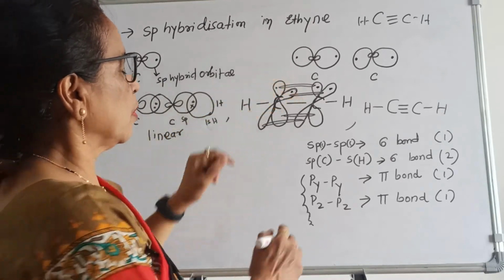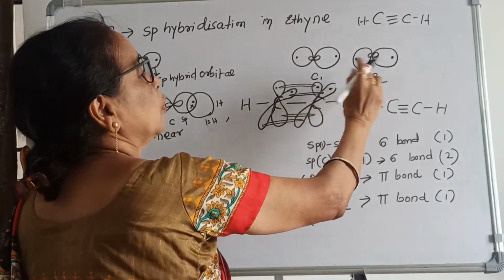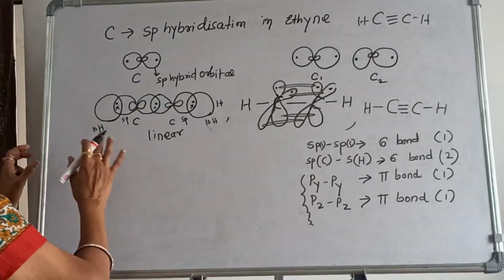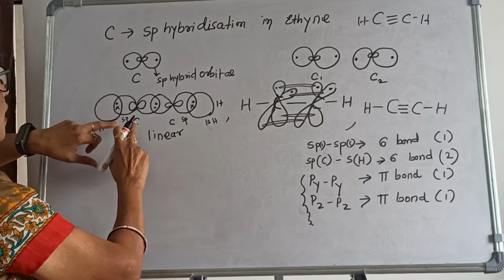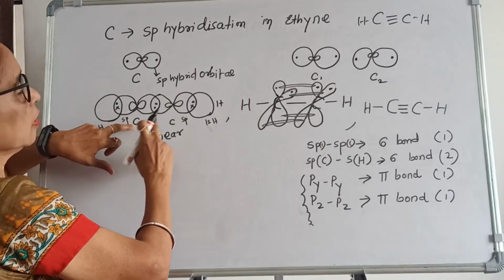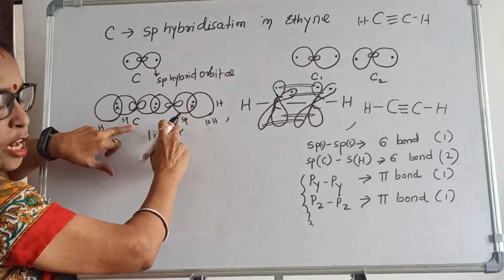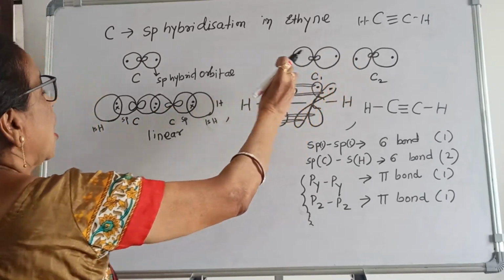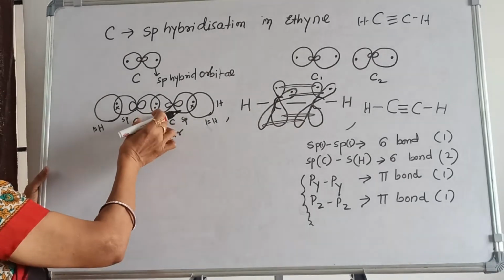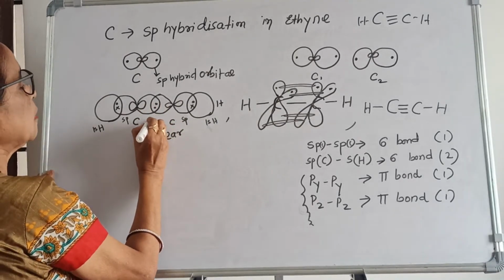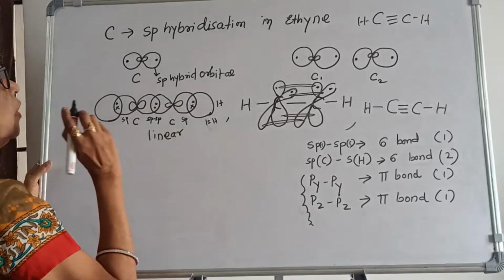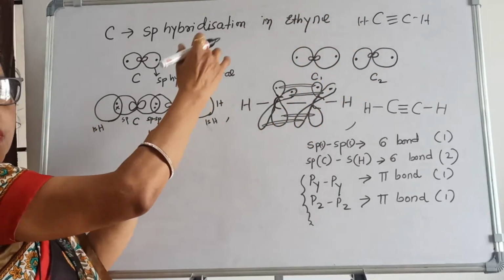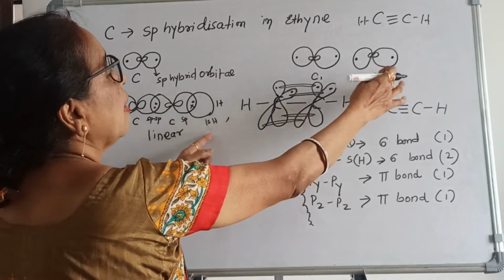This is carbon 1, this is carbon 2. There are two carbons, each containing 1 electron in its sp orbital. Here you can say this is the sp hybridization of this carbon, and this is the sp hybridization of this carbon. They overlap each other and form a sigma bond, an sp-sp bond. And the electron which remains here will overlap with the 1s orbital of hydrogen.